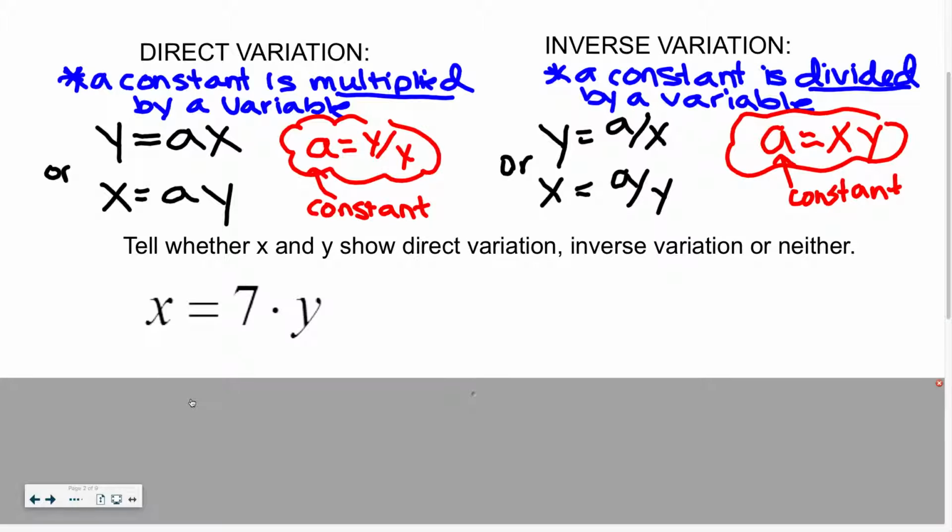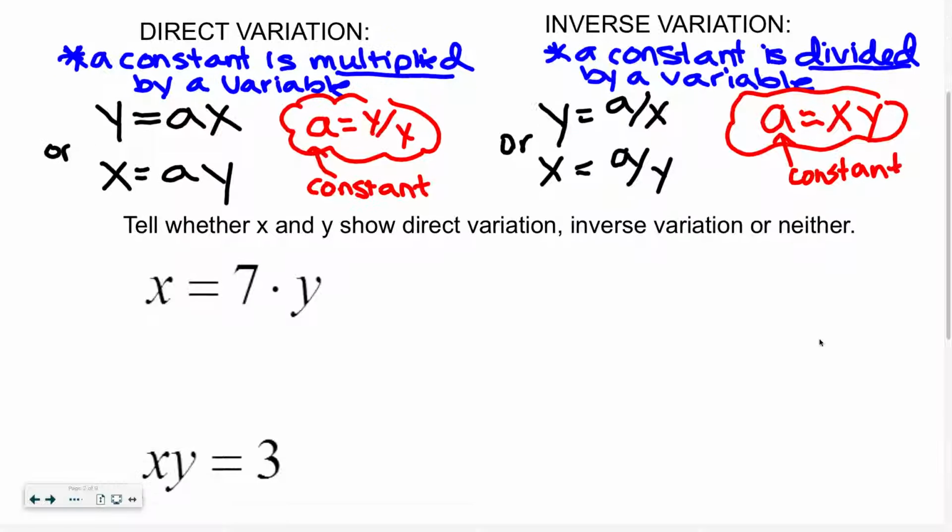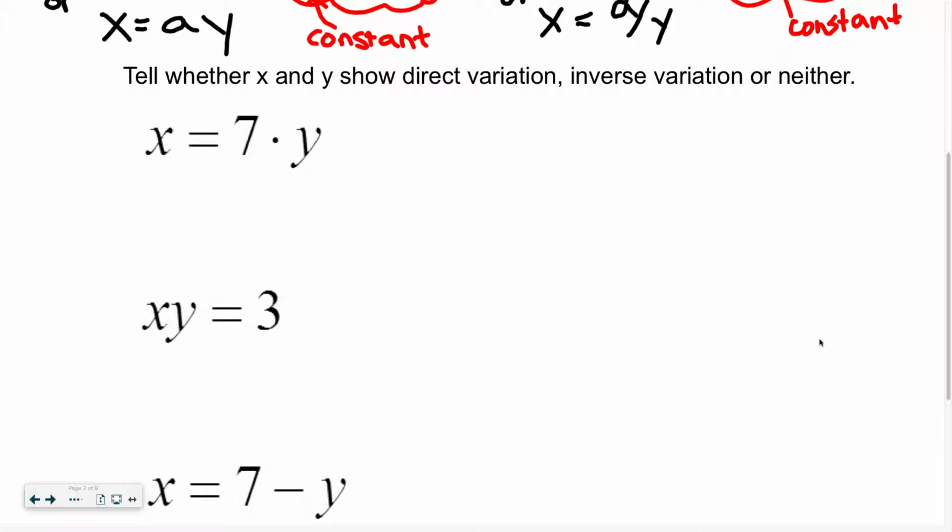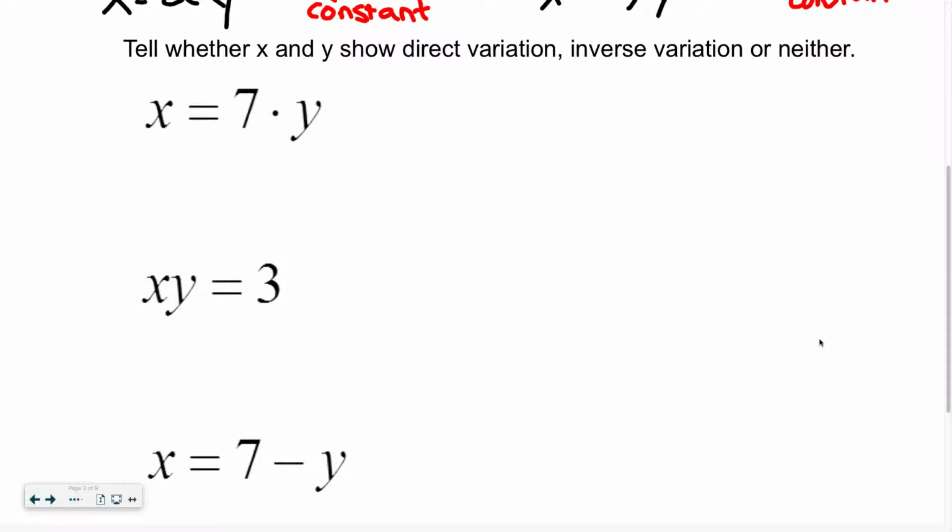Okay, so we're going to tell whether these things are direct, inverse, or neither. And I've got 3 of them. Can you tell just by looking at it? Where's your constant in this one? 7. Is it being multiplied by a variable, divided by a variable, or neither? Multiplied. So it's an example of direct. And that one's pretty straightforward, because this looks like x equals a times y. So yeah, it's direct.